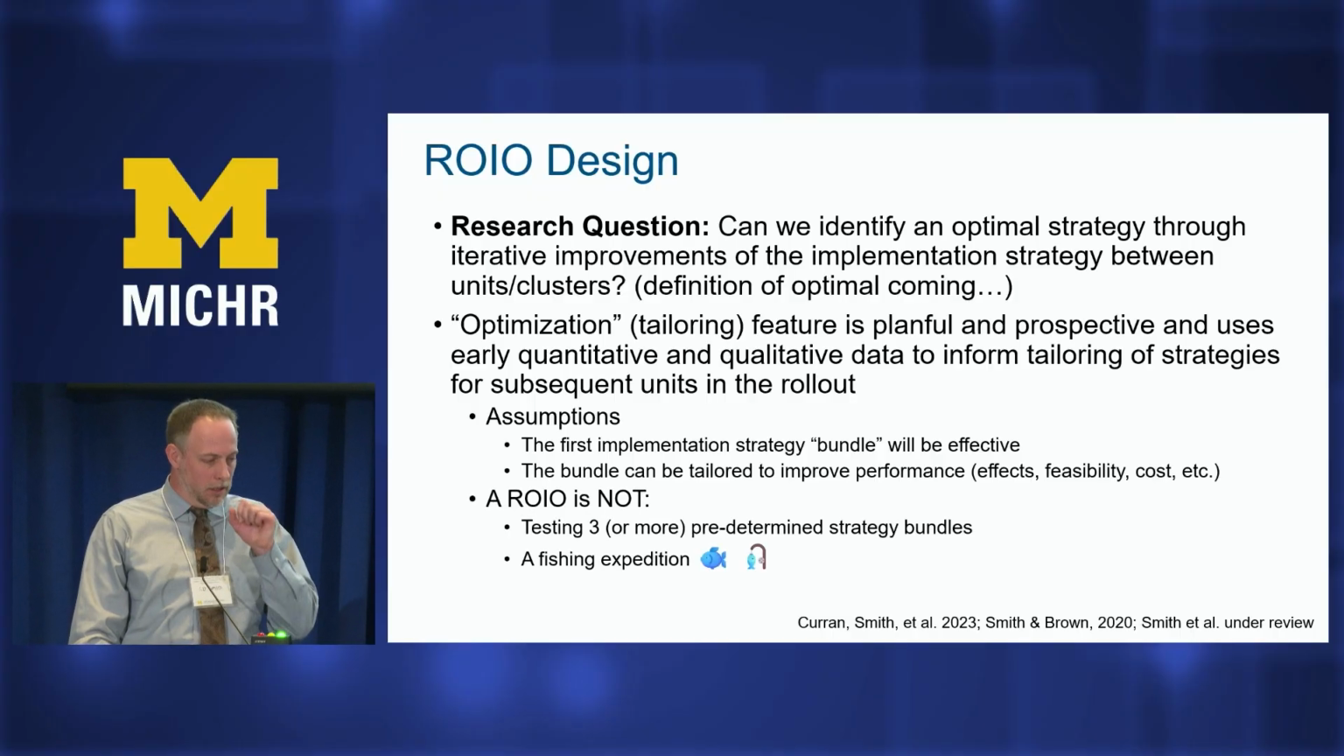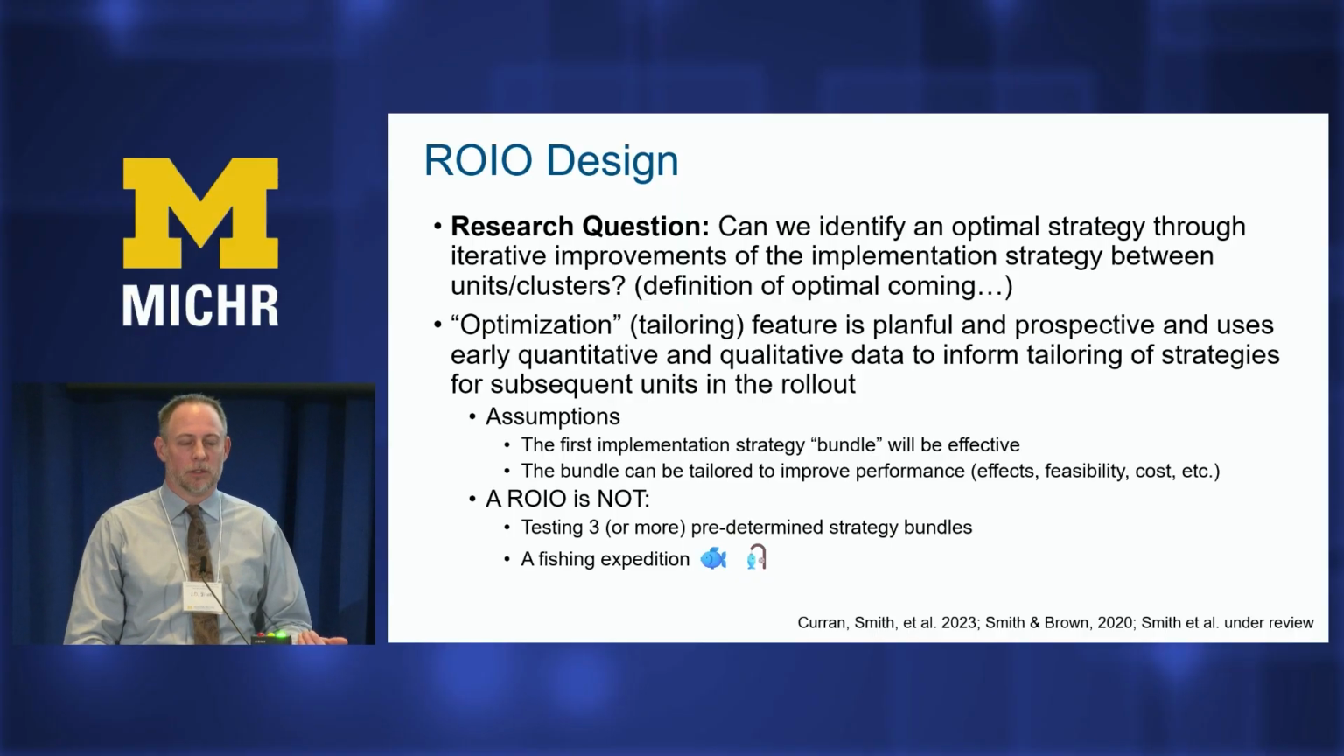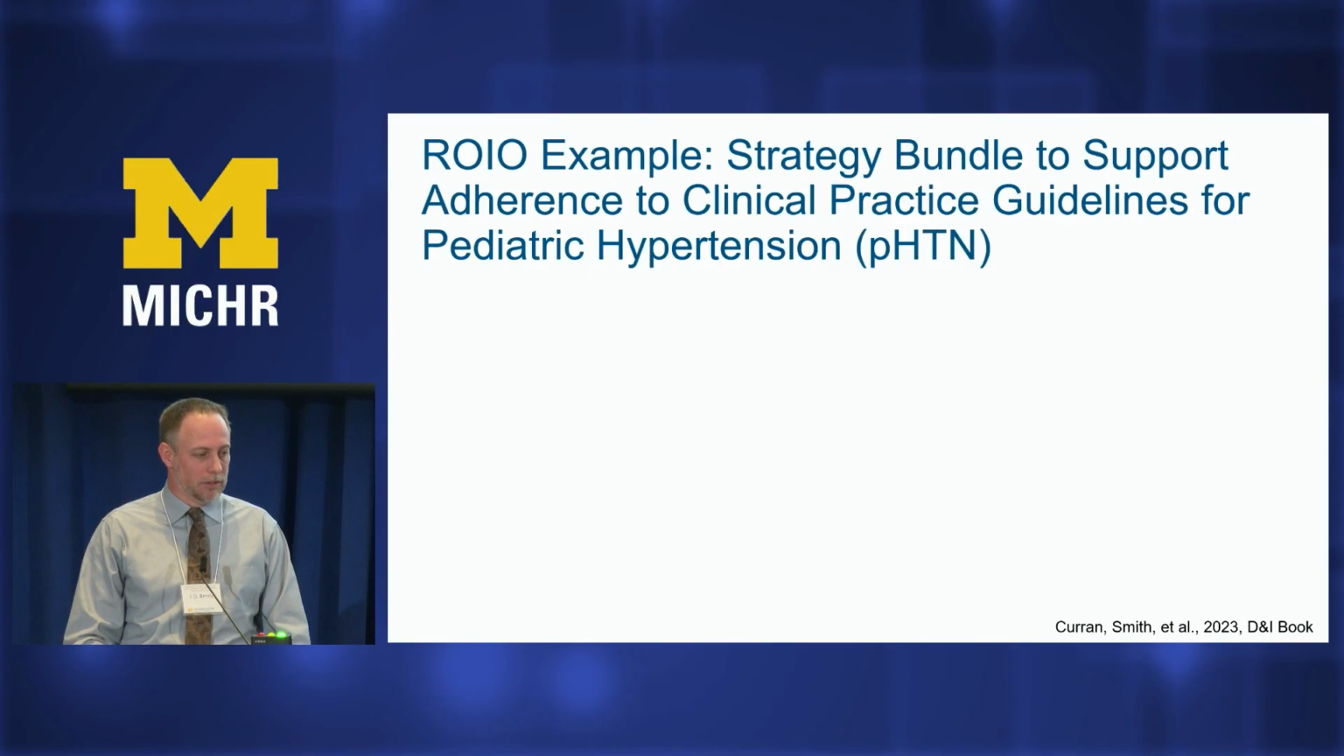A couple things that a ROYO is not. It is not testing 3 or more predetermined strategy bundles. So if you have 3 predetermined bundles, just do a 3-arm trial. That's what that is. You're not using data to determine which ones you should do. You're not tailoring. You're basically saying, I have 3 different options of doing this. That wouldn't be a ROYO. It's also not a fishing expedition. It is not throwing stuff against the wall, collecting data to see what works, keeping those things, and moving on. You have to go into it with this planful and prospective approach.